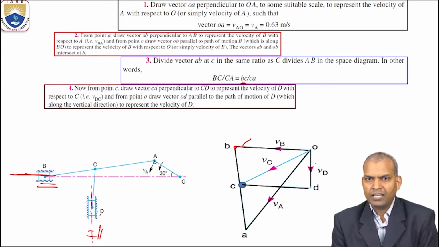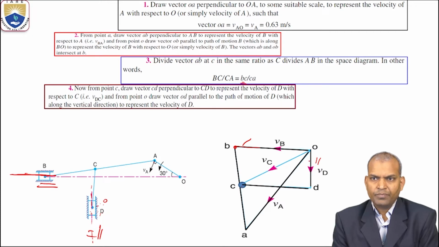Yes, this is the parallel line from O. From point D, draw a line with respect to the fixed link, that is O. Draw a line; these two lines are parallel, OD and here D with respect to the slider. Draw a parallel line. And also the CD line is there.